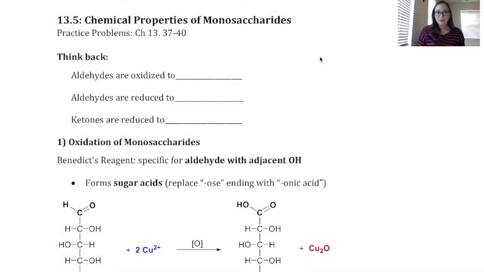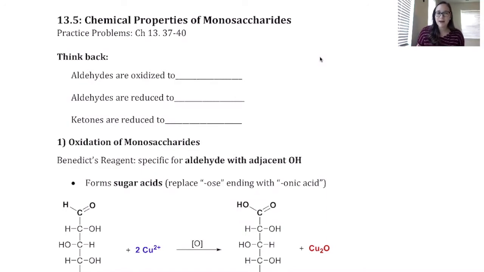Okay, so now we're going to move on into section 5, which talks about the chemical properties of monosaccharides. Specifically, we're really just talking about reactions of monosaccharides. Thinking back, we've been talking a lot about aldehydes and ketones when talking about monosaccharides. So let's remind ourselves of the oxidations and reductions of monosaccharides.